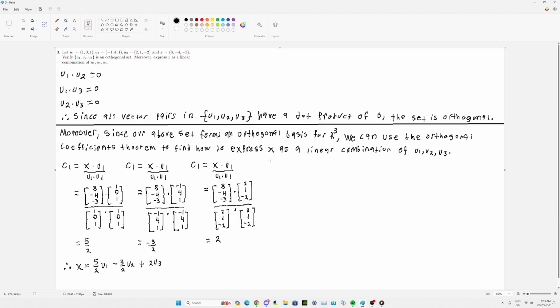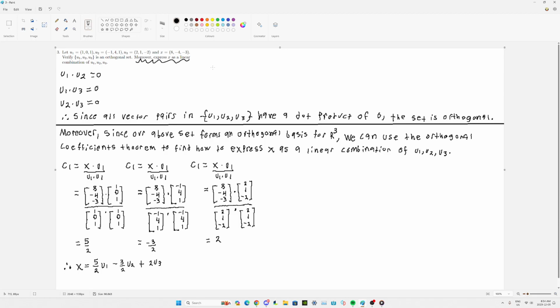So to verify a set is orthogonal, I'm going to use the piece that I said earlier. Right? We want to show that all of the dot products are equal to 0. Specifically, though, we want every pair within the set to be equal to 0. Right? So 1 and 2, 1 and 3, 1 and 4, 1 and 5, 1 and 6, however many you have, then 2 and 3, 2 and 4, 2 and 5, 2 and 6, so on, so on, so on. So if we do that, we have 1 and 2, well, that's 0. 1 and 3, that's 0. And then we have 2 and 3, that's 0. Therefore, since all vector pairs in u1, u2, u3 have a dot product of 0, the set is orthogonal.